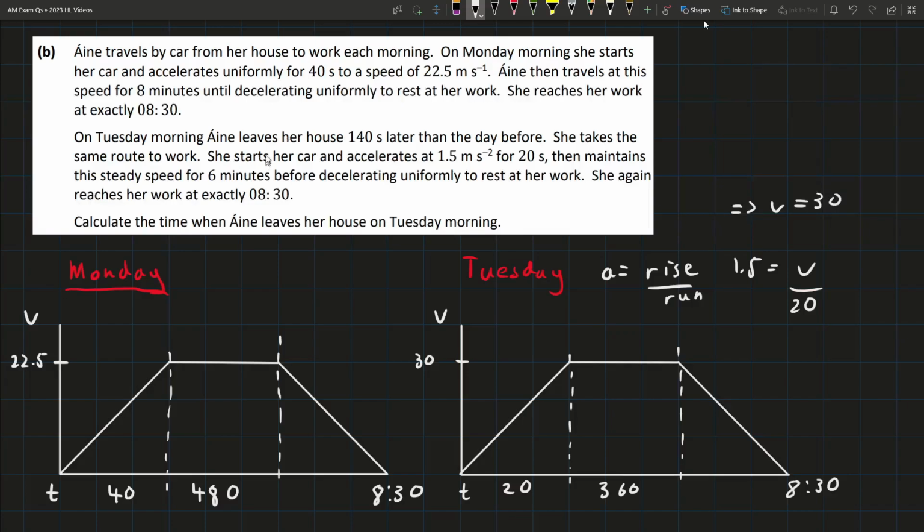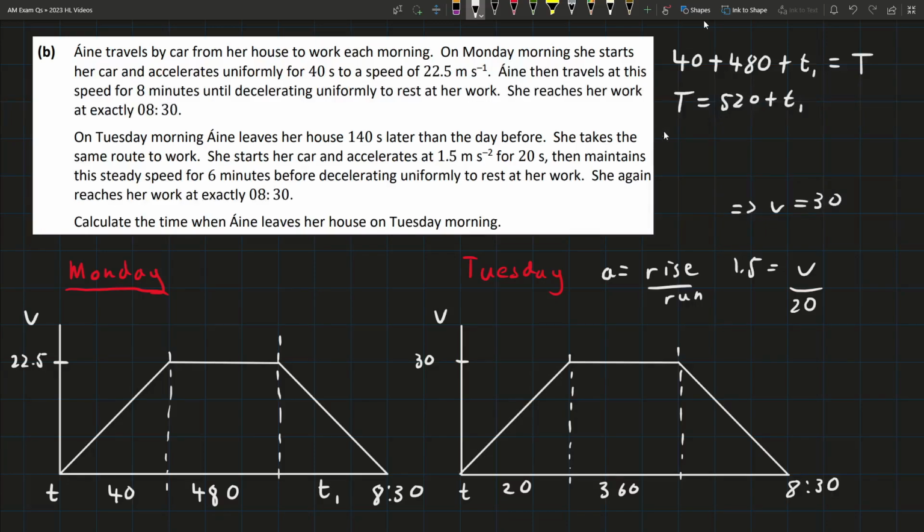So we know on Monday morning, she accelerates for 40 seconds, plus 480 seconds, plus this time here, which I'm going to call T1, for the deceleration period on Monday. And we know that in total will give us capital T, the total time taken for her to get to work. Or in other words, capital T is 520 plus T1.